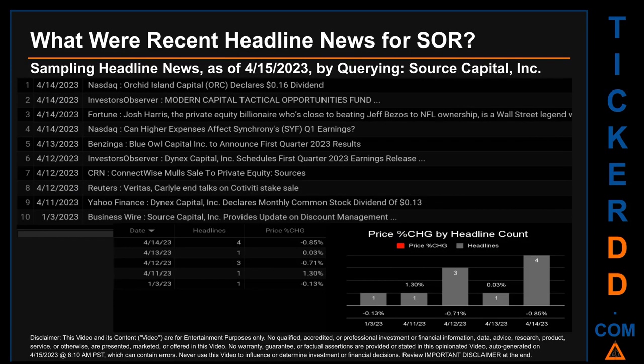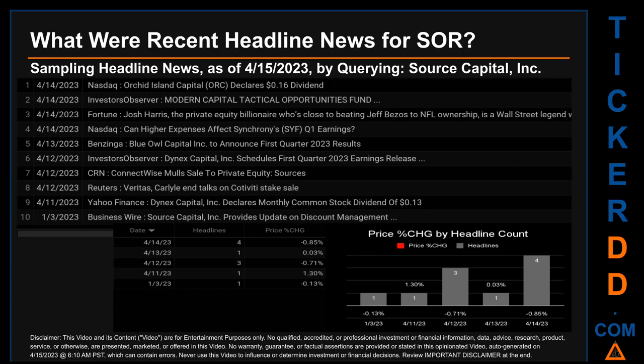What were recent headline news for SOR? Today, Saturday, April 15, 2023, I sampled one of our news aggregators for latest headlines for this ticker. I did so by searching specifically by a keyword that may appear, broadly, in the title or the body, of discoverable news articles. The keyword that I used was the entity name for SOR, which is Source Capital, Inc. The results show 10 unique headlines, published across 5 unique dates. Publication dates spanned 101 days.